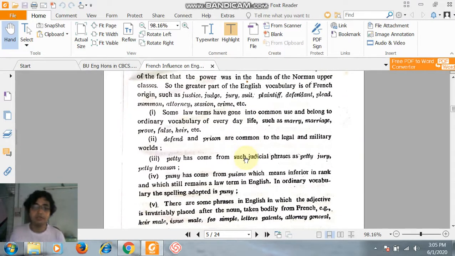Some law terms have gone into common use and belong to the ordinary vocabulary of everyday life, for example marry, marriage, prove, false, hair, defend and prison, which are common to the legal and military words.